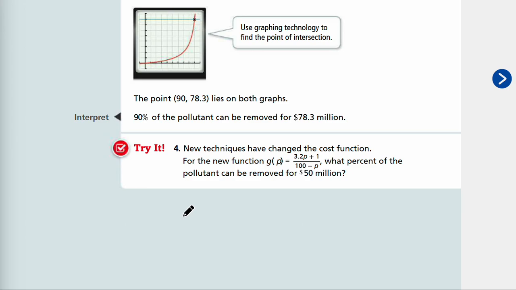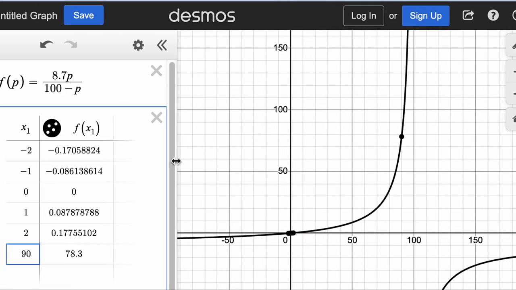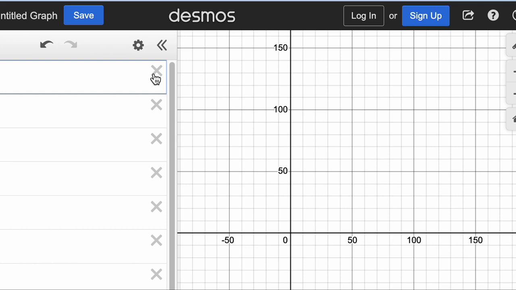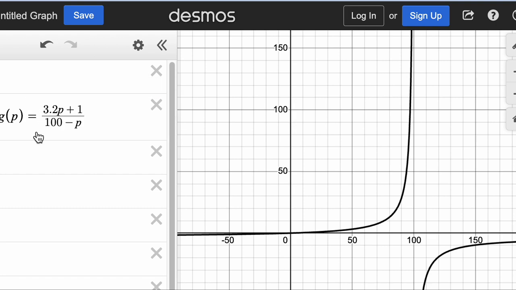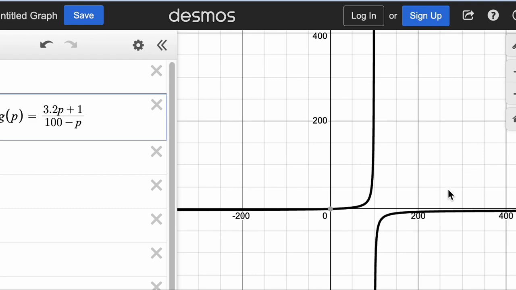Okay, are you ready? All right, so you can look at this function and graph it and see how the graph looks. Let's graph our new function. And so our new function looks like this.